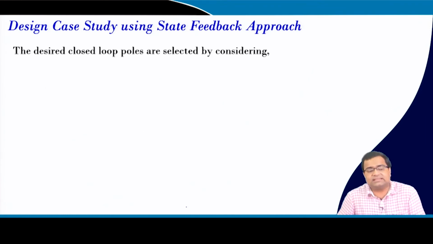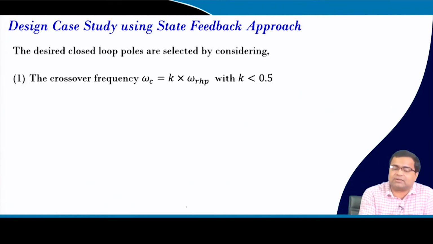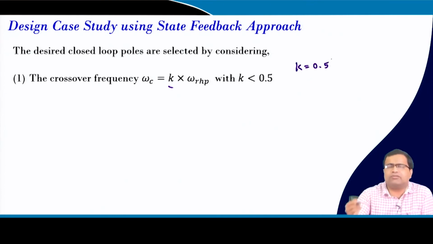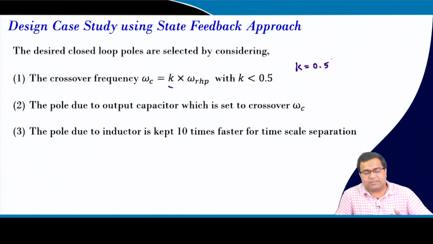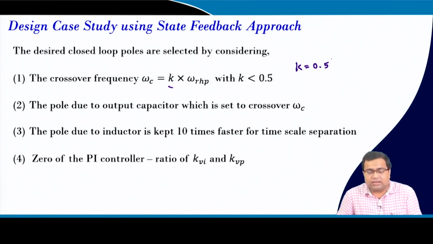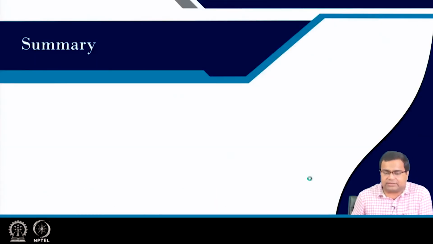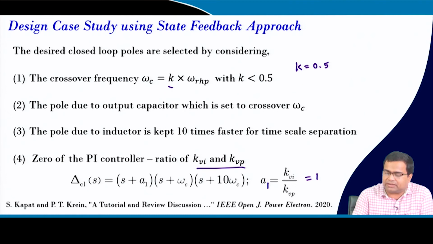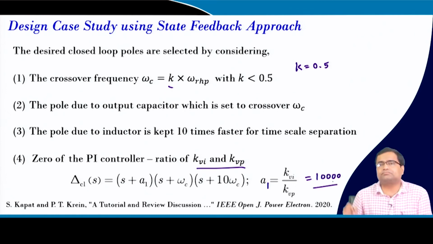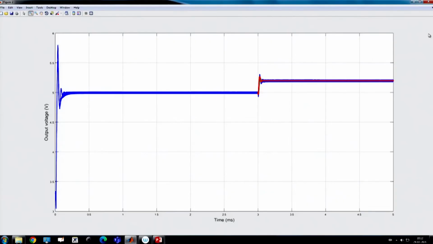Next, in this design, first we are taking a case study. Let us say we want to take K to be 0.5 if we choose, or we can choose K to be 0.3, 1/3 or whatever. Now, we can set the capacitor pole and inductor pole 10 times faster, and the voltage controller of the PI, let us say A1, which is the integral gain of the voltage controller by the proportional gain. Here we are taking some value for the case study, around 10,000. So, let us take a case study.